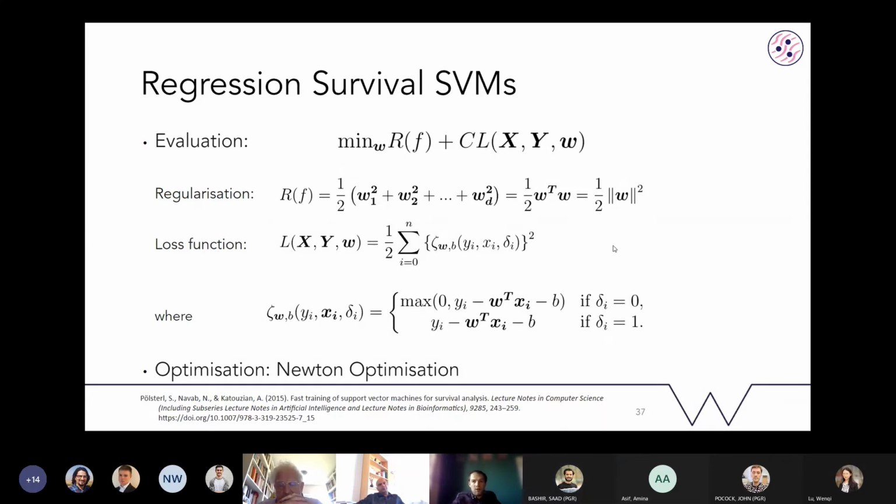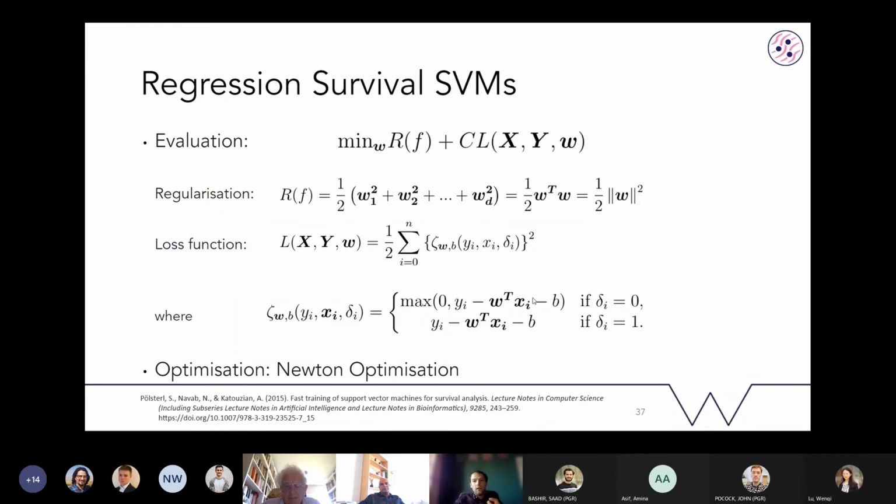So in terms of our regression survival SVMs, it's again a very similar formulation. We've got the same objective function, same regularization function. Instead, our loss term is just slightly different. This time, it treats the problem as an ordinary least squares problem, where the loss is based on the sum of squared residuals. So here we've got the sum of squares, and here is our residual term. And that obviously accounts for censoring. If there's no censoring, it's just y minus f of x. If there is censoring, then you have to take the maximum value between 0 and y minus f of x.